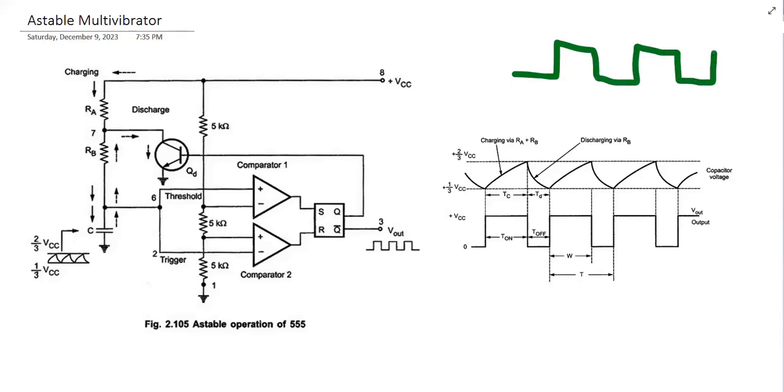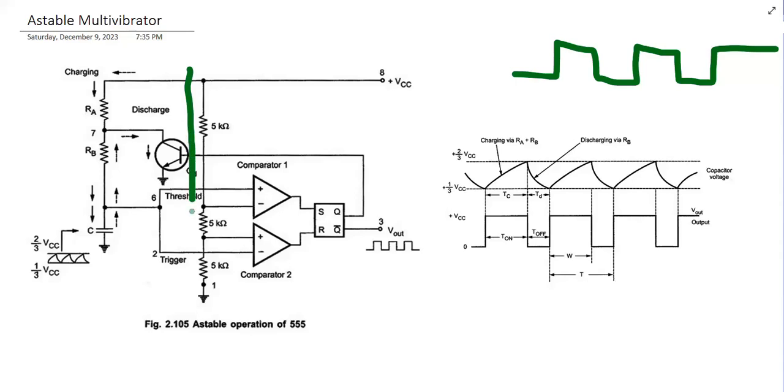That is, it won't stay in the on period or in the off period continuously without any external trigger. It will keep changing its on and off state. So that is why it is an astable condition. How to generate this astable condition: the circuit, as I have told, is the same circuit.